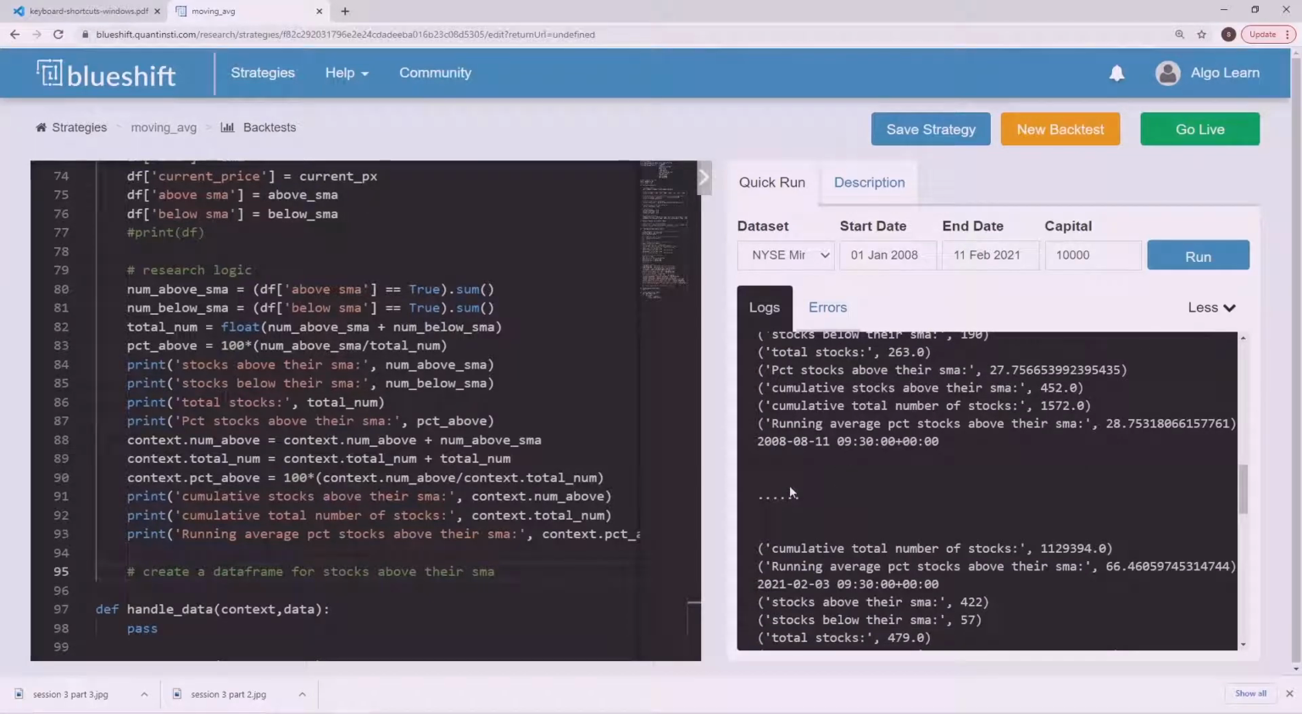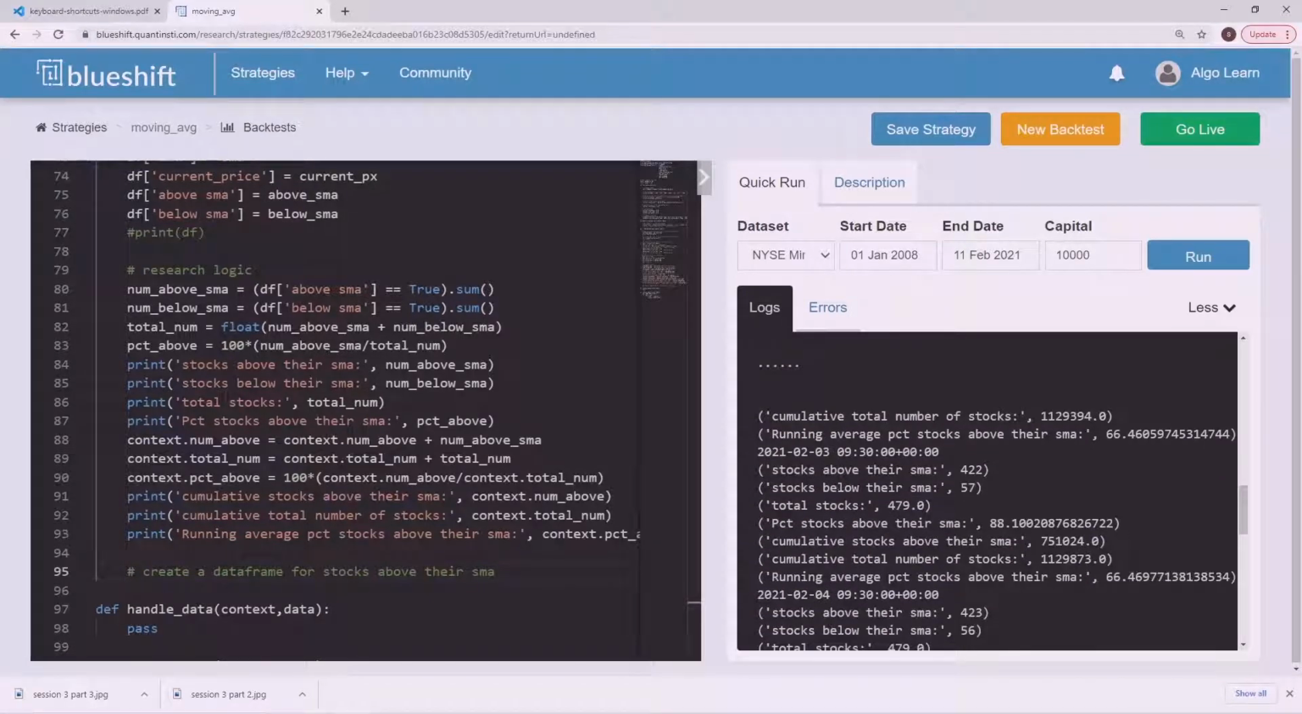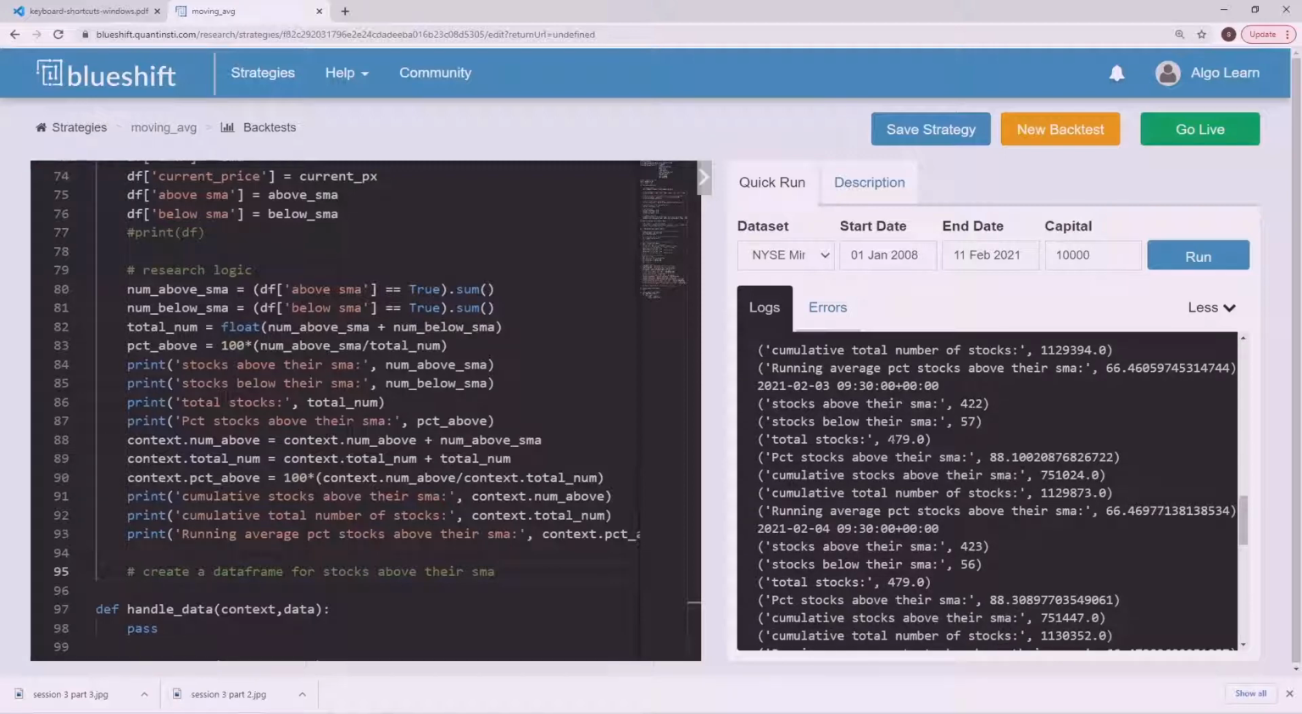And then it just advances for us all the way through to 2021, and now you can see that we're back up to 479 stocks that we're tracking. 422 now are above their 200 moving day average, and 57 are below. And even though on that day, on the 3rd of February, 88% of the stocks were above their 200 moving day average, over the last 13 some odd years, the running average is 66%. So again, not an exact science, but at least gives you an idea.